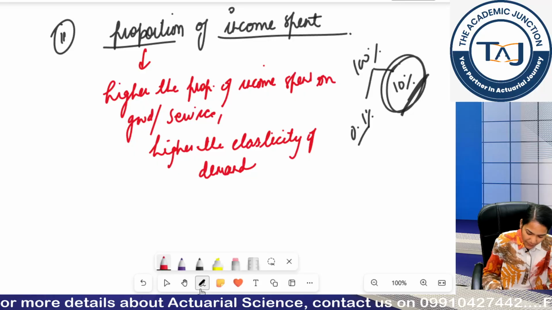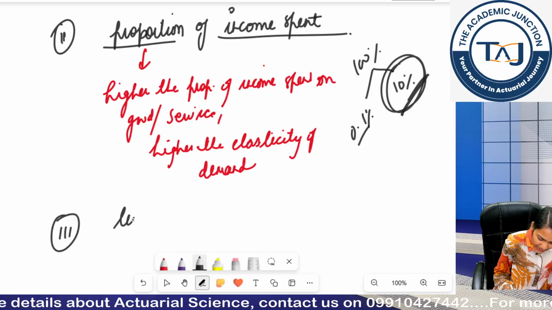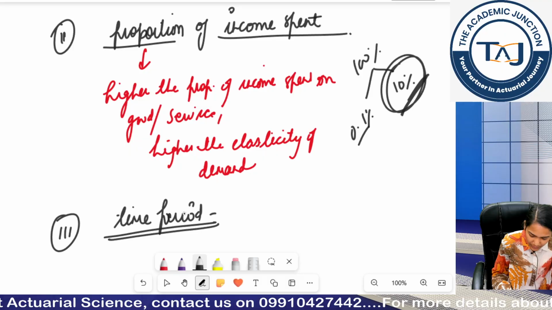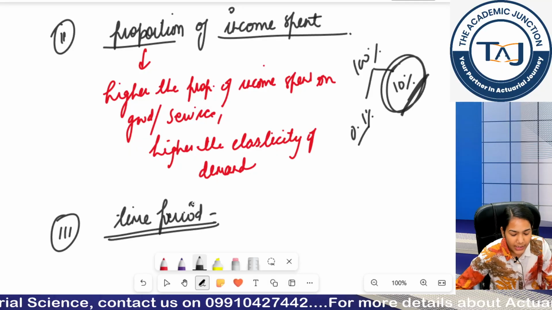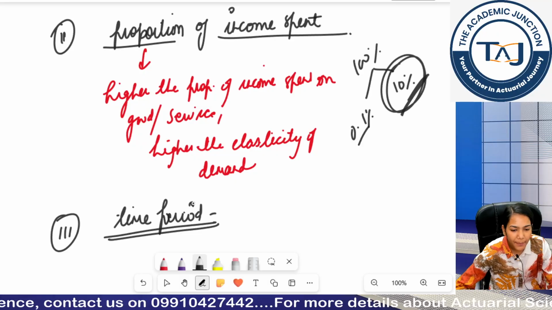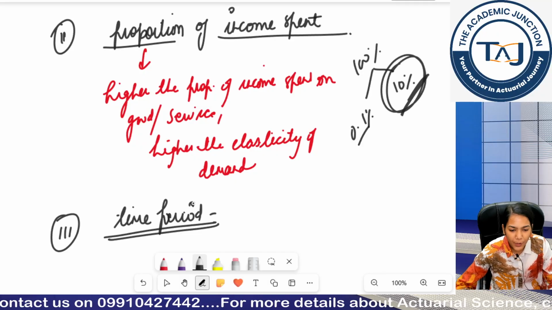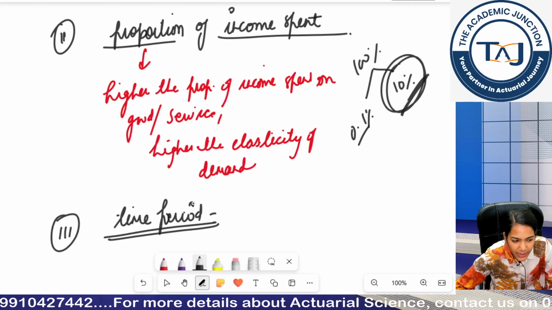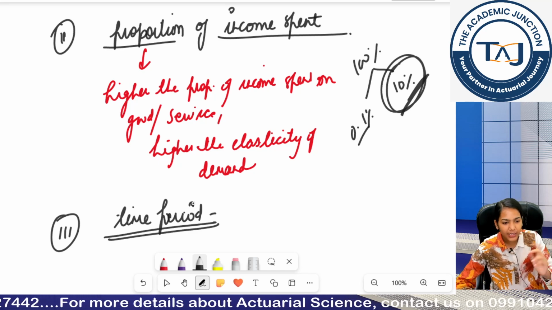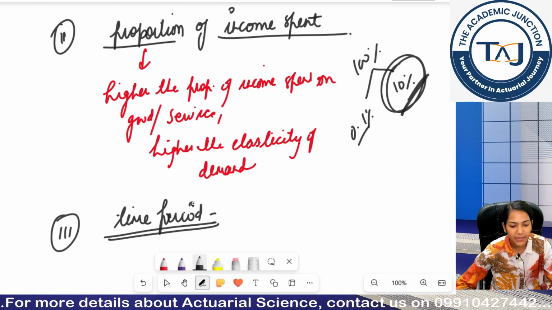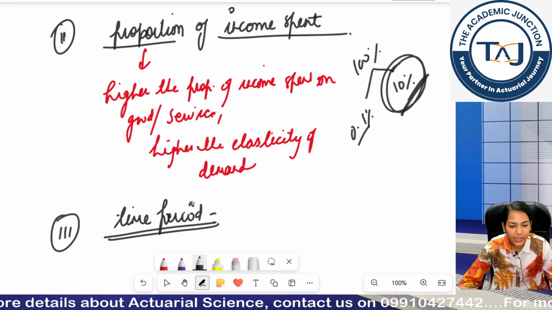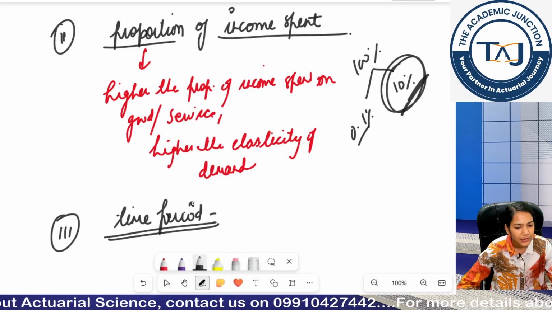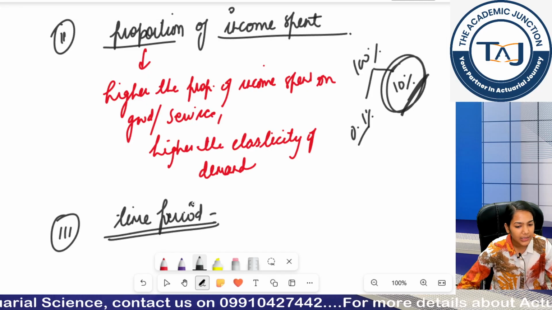Noted? Moving forward to the third factor, which is time period. How can my time period impact? If I am able to think for a longer period about my decision of buying something, I am more prone to change my decision, right. So my demand would be elastic in the long run or short run? Tell me, quickly tell me.